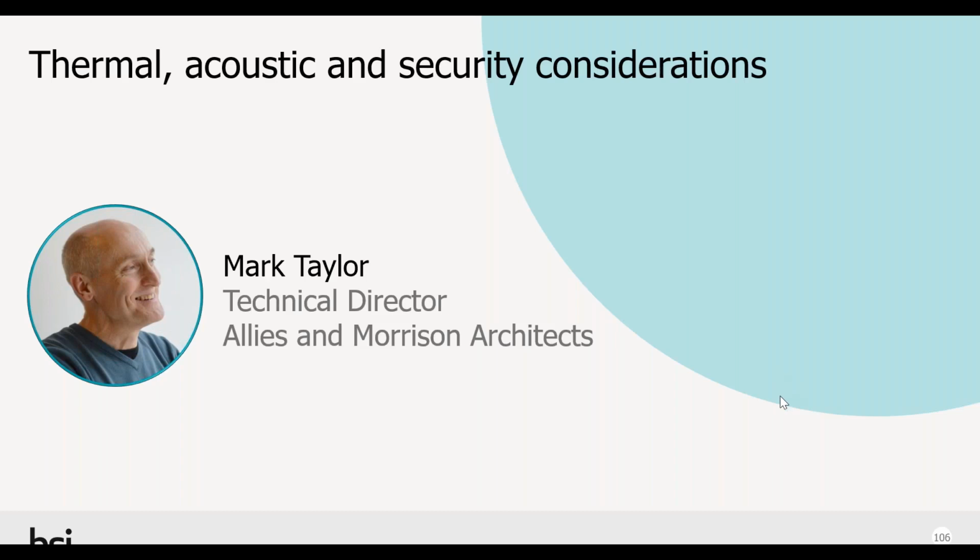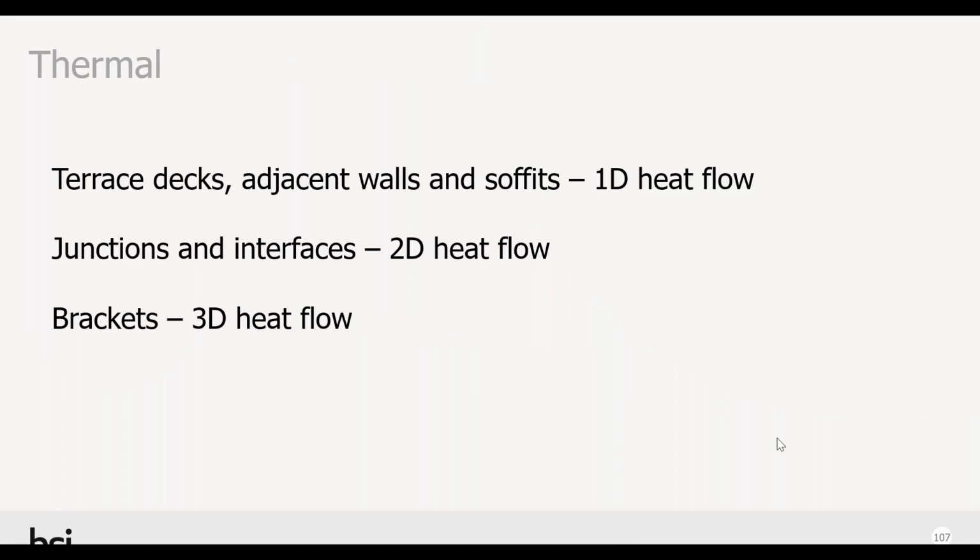Thanks, Dan. I'm just going to round off by covering thermal, acoustic, and security considerations. Firstly, thermal. Next slide. Thank you. So obviously, the inclusion of balconies and terraces means there are junctions, there are connections, there are penetrations through the thermal line. We've talked earlier on about where that thermal line is in terms of the definitions of the standard.